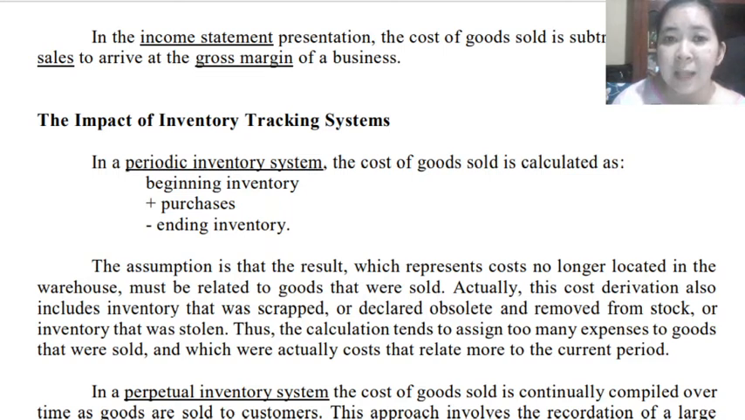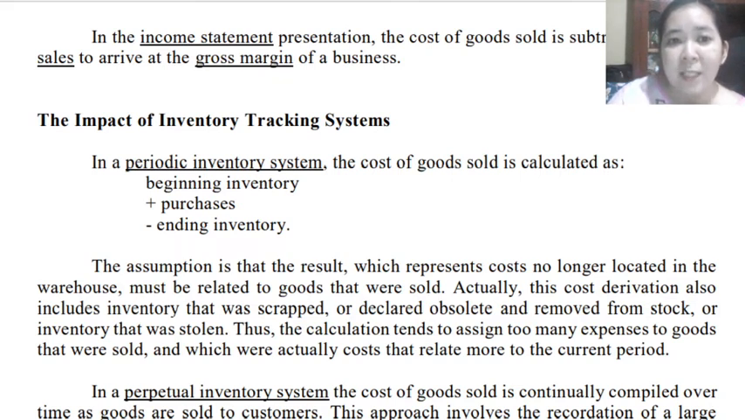If the entity is using the periodic inventory system, this is how they would compute their cost of goods sold. First is to add the beginning inventory with the purchases. The total of this is called the total available goods for sale. And after which we will deduct the ending inventory to arrive at our cost of goods sold. So this is how it is done under the periodic inventory system.